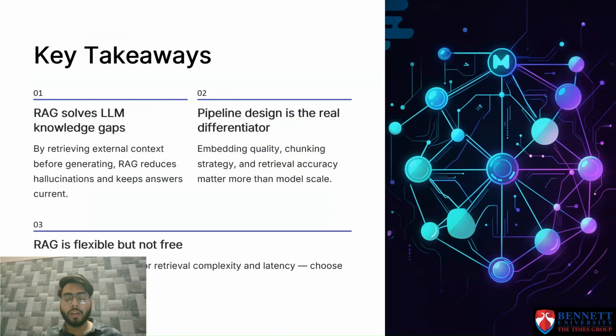To conclude, retrieval augmented generation is a powerful approach for improving the reliability of AI systems. It combines retrieval with generation to produce accurate and context-aware responses. This makes it highly suitable for real-world applications where correctness is important.